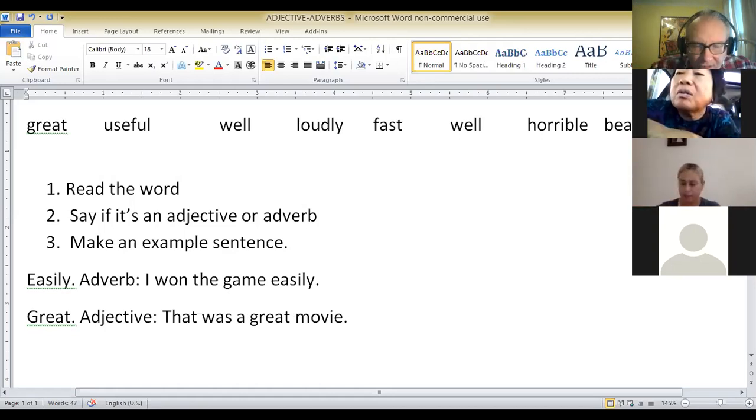Yes. So you're going to identify the word and then make a sentence. All right? You don't have to write them all down. Just talk about them with your partners, okay? But you get the idea? Yes, okay. Good.